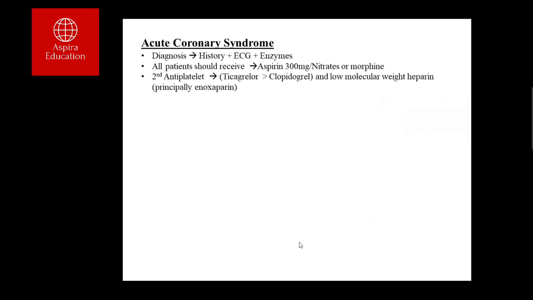And in addition, you may have to heparinize the patient. The preferred one is low molecular weight heparin, especially enoxaparin. So just to summarize, so far, if you have acute chest pain of suspected cardiac etiology, we need to give them aspirin, ticagrelor, nitrate or morphine, with low molecular weight heparin. And anyway, we are going to check the vitals.